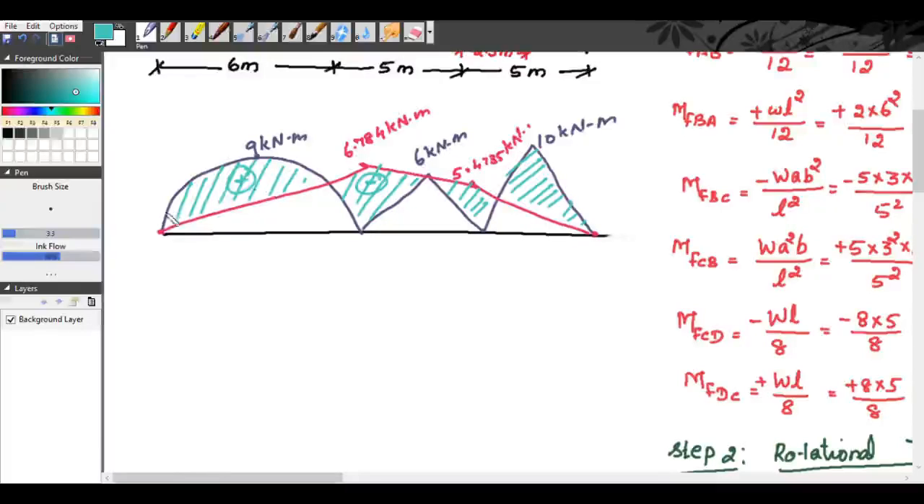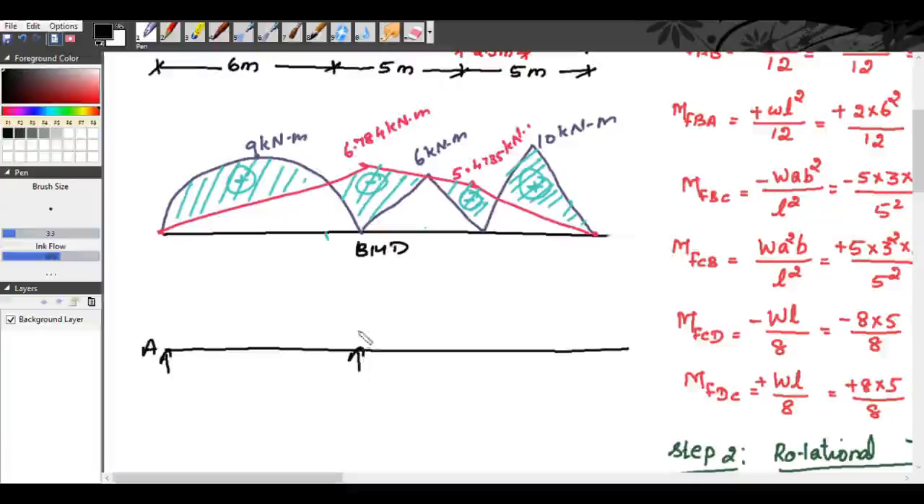That means this is a sagging. Up to this we have a sagging moment, positive. Up to this we have a hogging moment, negative. From this to this we have a hogging moment, negative. And from this to this we have a sagging moment, positive. So how will we draw the deflection diagram? This is our bending moment diagram. We will draw the deflection diagram now. Up to this we have a sagging moment. From this to this we have a hogging moment. And from this to this we have a sagging moment. So we have a point of contraflexion at this point.